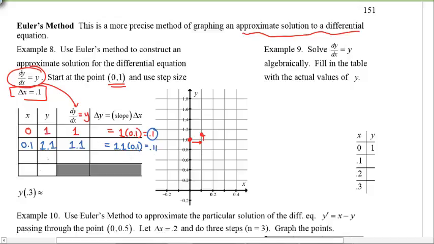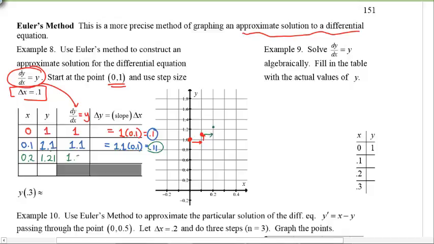And so now for my new point, the coordinate is going to be 0.2 for x, but my y value is 1.1 plus 0.11, which is 1.21. So notice now if I go another step size of delta x, it's gone up 1.21, so just a little bit more than 1. It's at now 1.21 right about there. Okay?